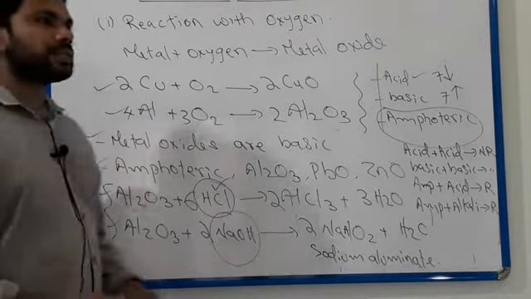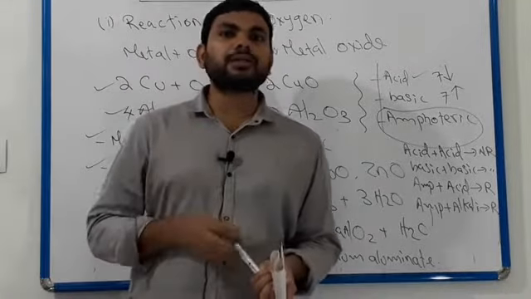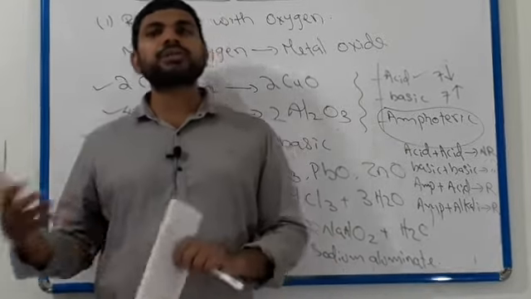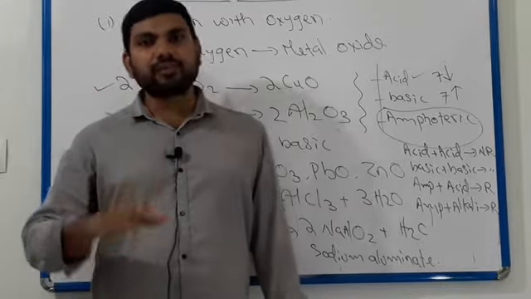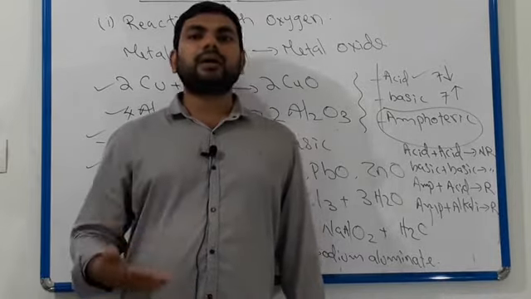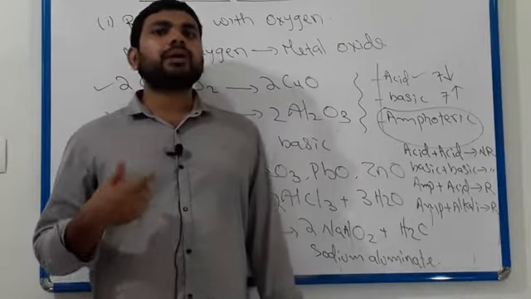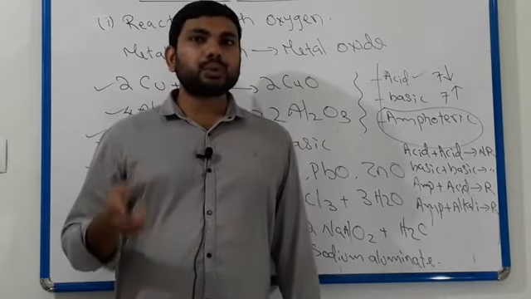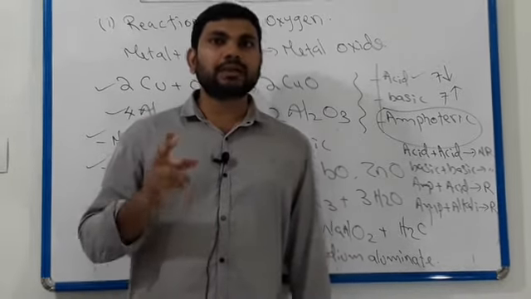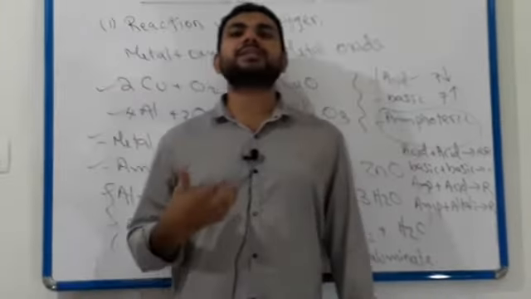So you have one question: you are given one metal oxide, how can you check whether it is amphoteric or not? If the given substance reacts with the acid and also reacts with the alkali, then it is amphoteric. Okay, another question: you are given one metal oxide, suggest two reagents to show that the given substance is amphoteric.